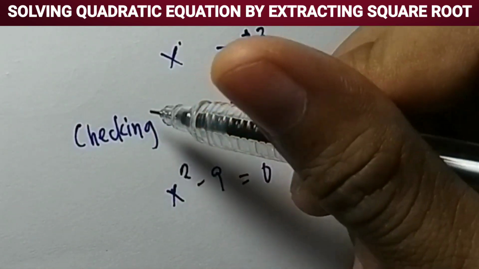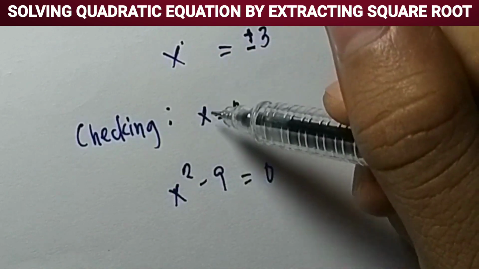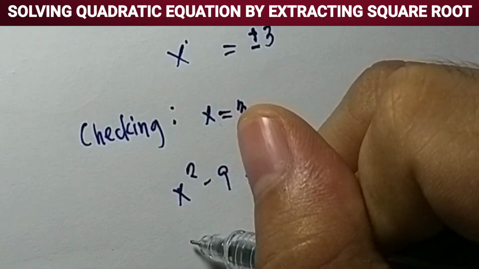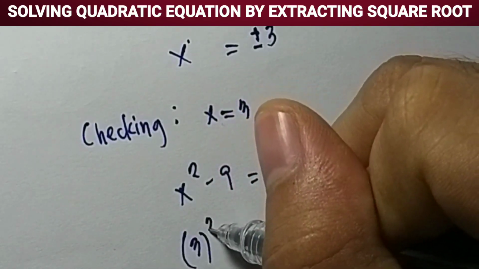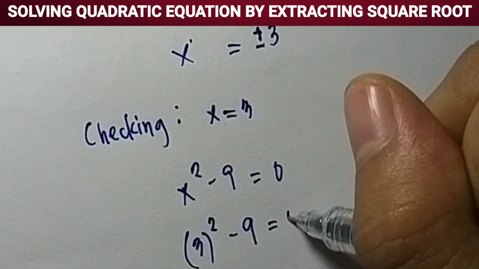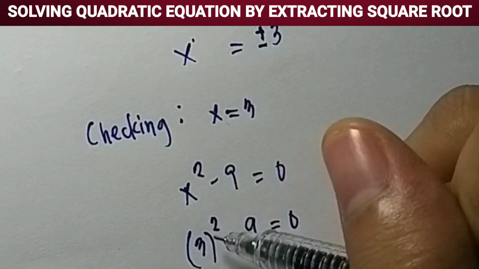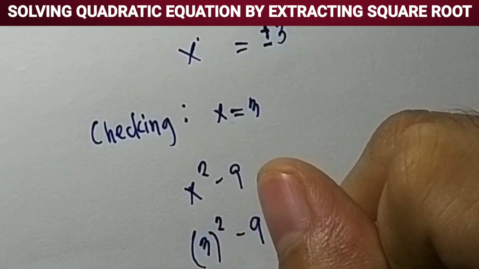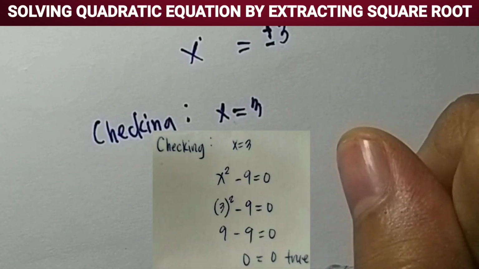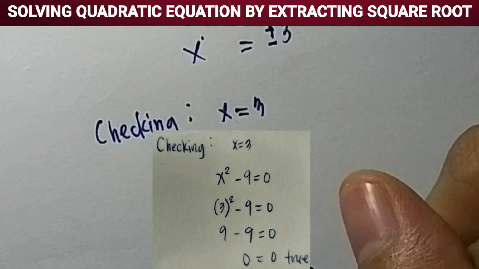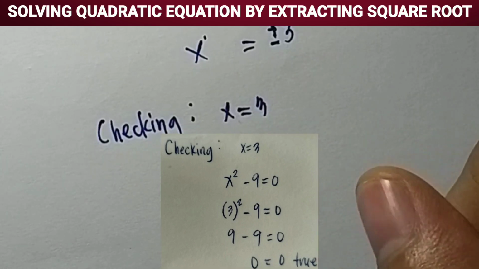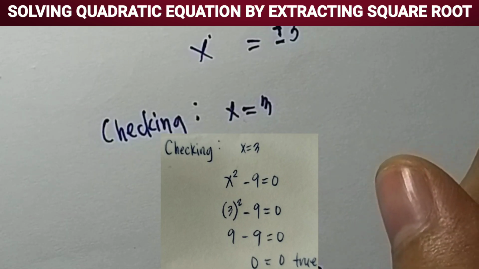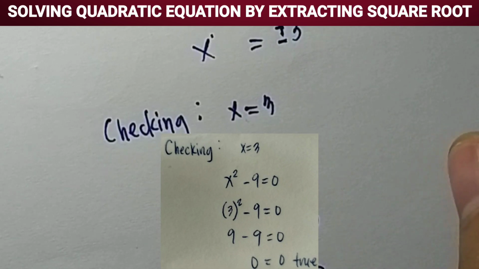So to check, i-substitute nato ang atong answer nga 3 dinhi sa x. So ato nang pulihan ang x of 3. So we have 3 squared minus 9 equals 0. Di ba ang rule ana kay i-multiply nato sa iyang kaugalingon og kaduha. So 3 times 3, that is 9. Minus 9 equals 0. 9 minus 9, that is 0, is equal to 0. So 0 is equal to 0. That is true.